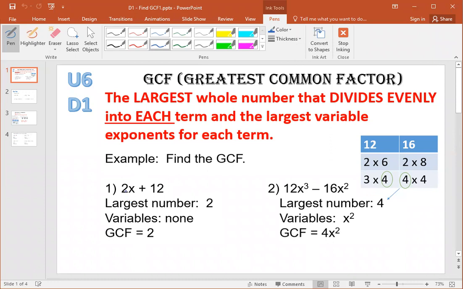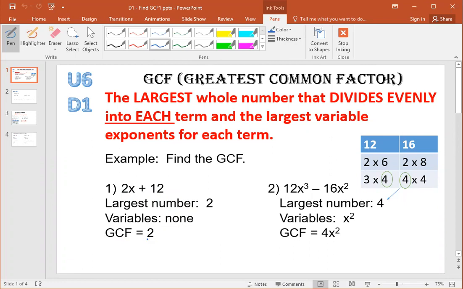Well, 2 goes into itself, and 2 also goes into 12. In other words, if I take 12 and divide by 2, do I get a whole number, meaning a number with no decimals? And I do. So the largest number that will go into both 2 and 12 evenly, no decimals, is the number 2. Then I look at variables. Well, 2x has 1x and 12 doesn't have any. So there are no variables that are common in both of those terms. That means that my greatest common factor is just 2.